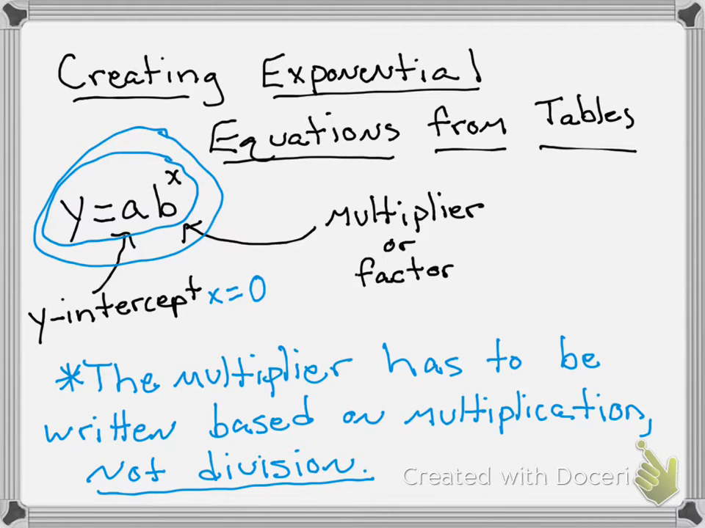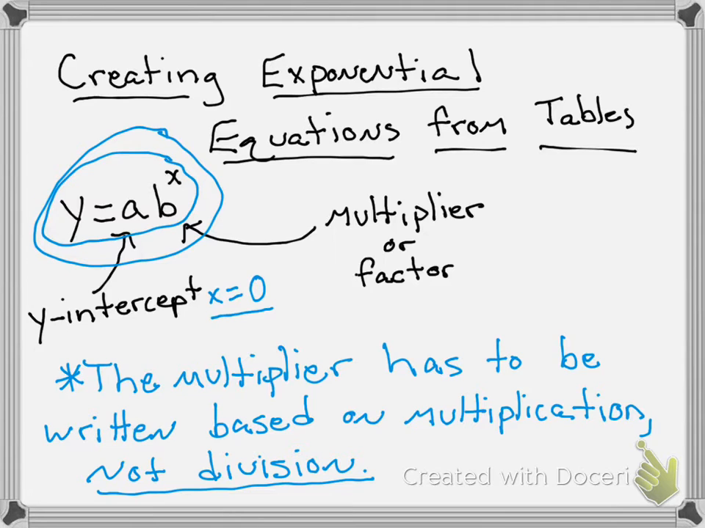So x is your exponent, a is your y-intercept. It is where x equals 0. So when you look in your table and you see in your x column a 0, the y value that goes with it is the y-intercept, and that's the number that would go in place of a. B is called your multiplier or your factor, okay?